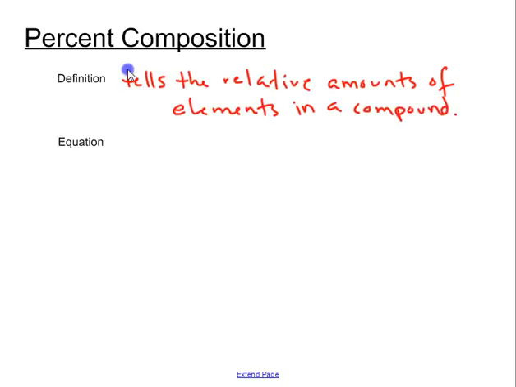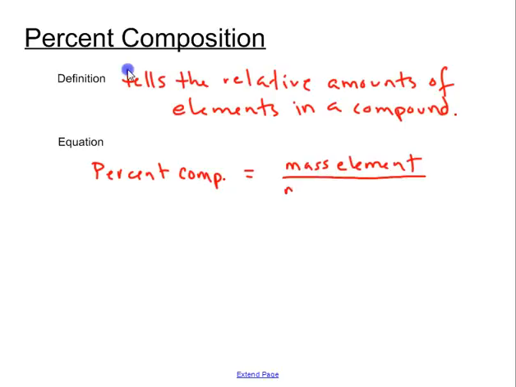It is described by the mathematical equation: percent composition is equal to the mass of the element divided by the mass of the compound, multiplied by 100 to put it into percent form.